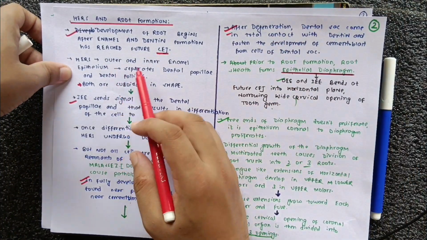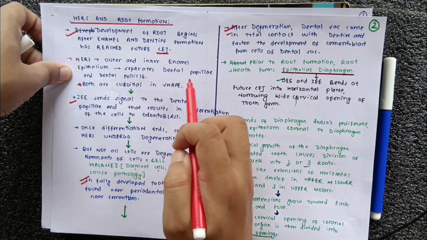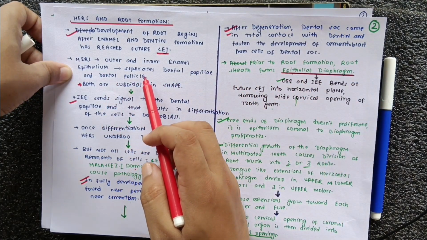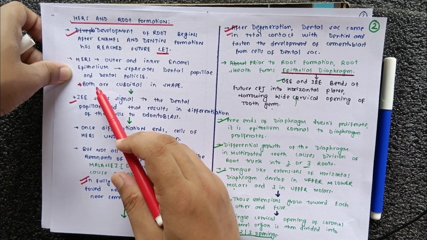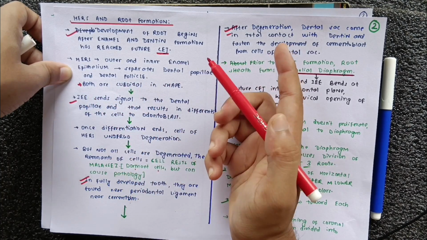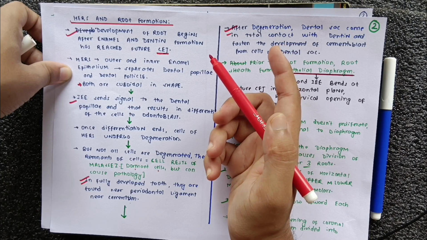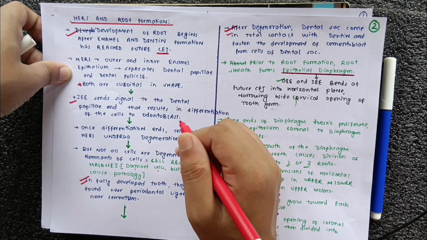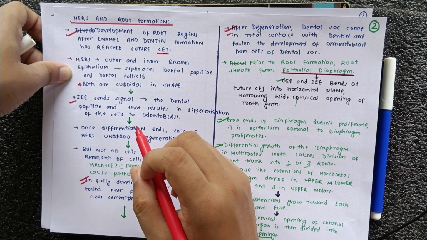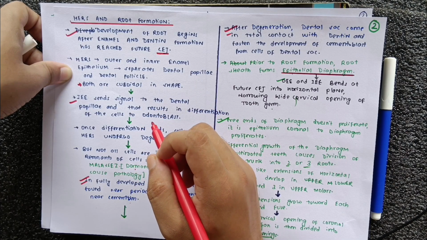So this is formed by the outer and inner enamel epithelium that separates the dental papillae on the side of the inner enamel epithelium and the dental follicle on the side of the outer enamel epithelium. Both are cuboidal in shape, but when they are present in the enamel organ, the inner enamel epithelium has columnar type of cells, and the outer enamel epithelium has cuboidal type of cells.